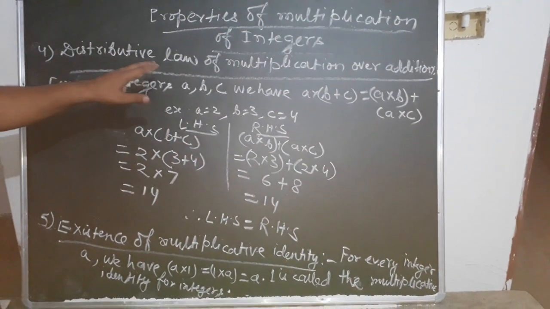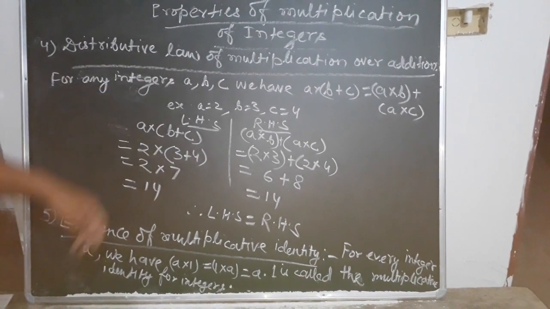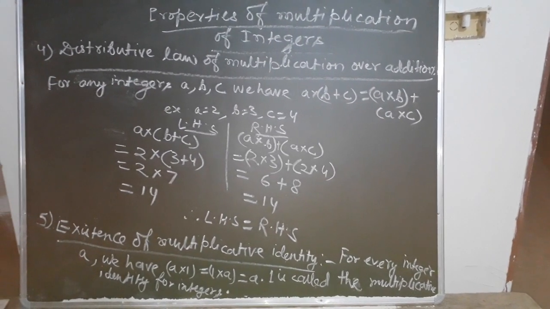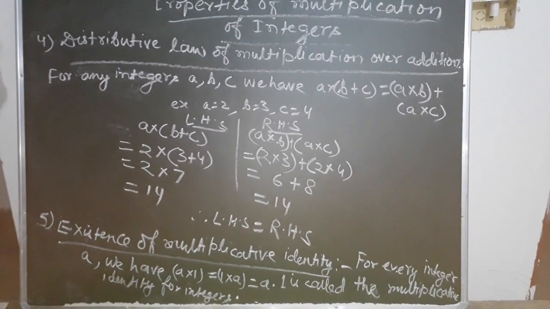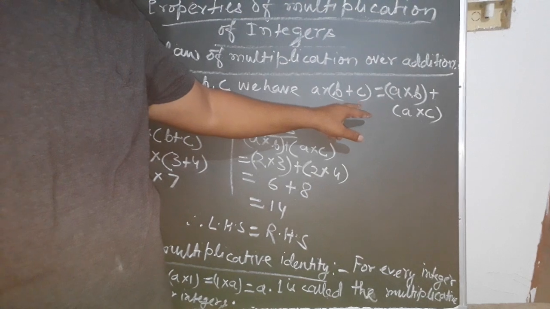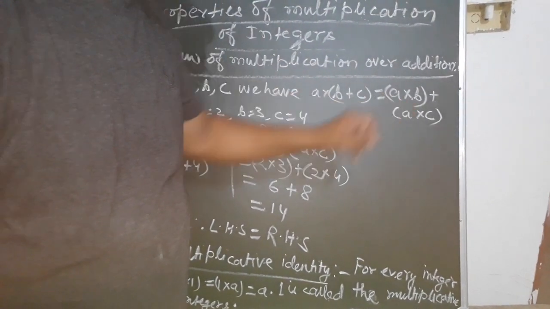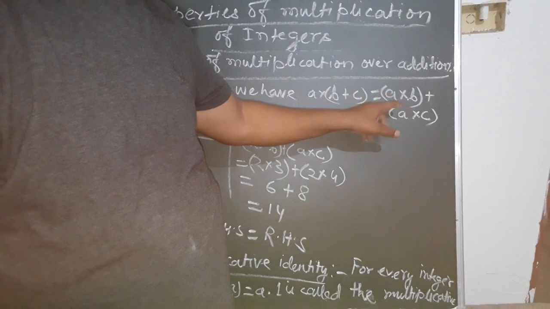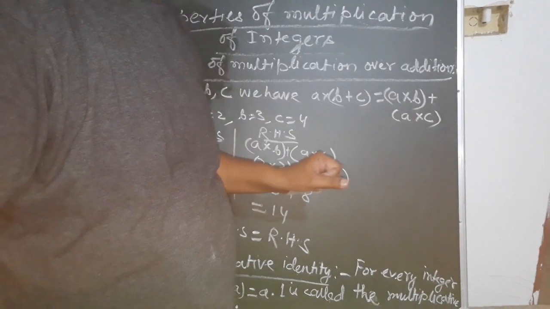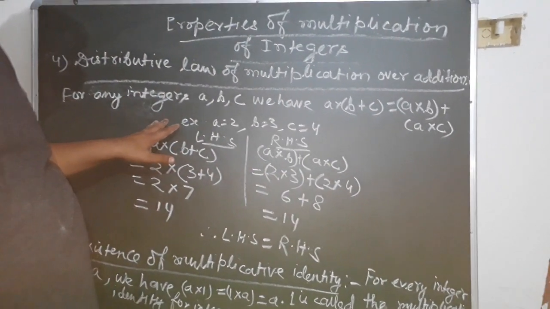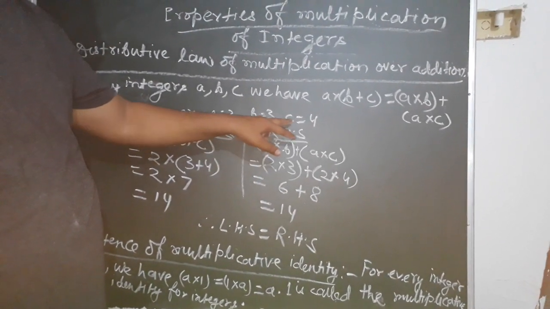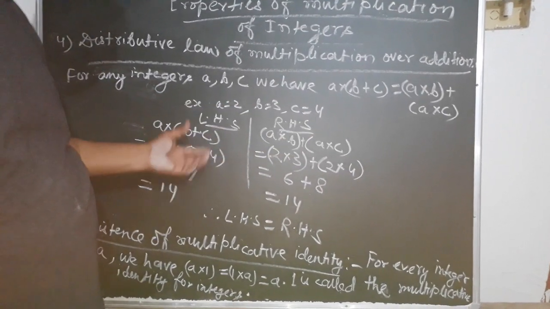Fourth law, distributive law of multiplication over addition. For any integers a, b, c, we have a multiplied by b plus c inside the bracket is equal to a multiplied by b inside the bracket plus a multiplied by c inside the bracket. Here I am giving you one example. Suppose the value of a is 2 and the value of b is 3 and the value of c is 4.